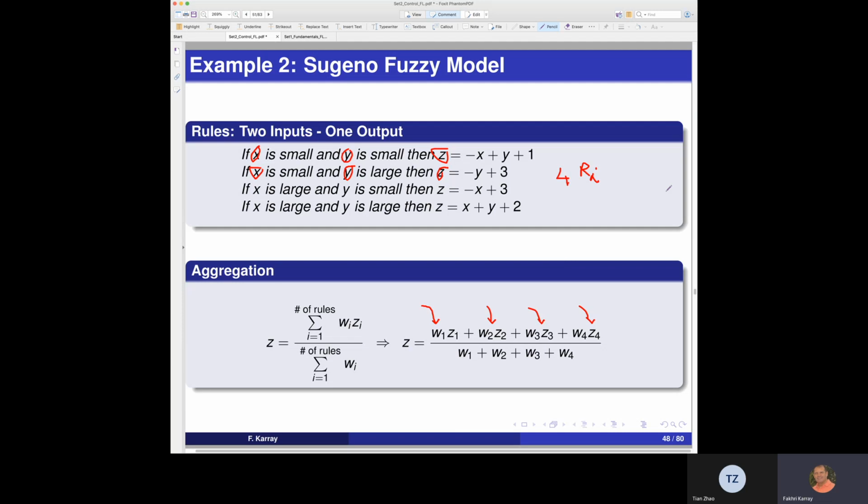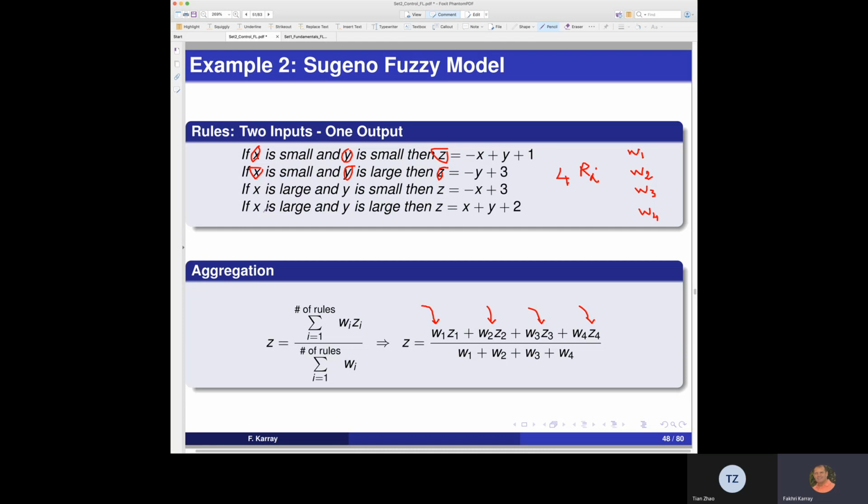So what does that mean here? If we expand this into this particular representation, we find the firing strength for all these values. If X is small and Y is small, then we find omega 1 here. We find the firing strength for X is small and Y is large, then we obtain omega 2. Then for X is large and Y is small, we find omega 3, and X is large and Y is large, and then we find omega 4.